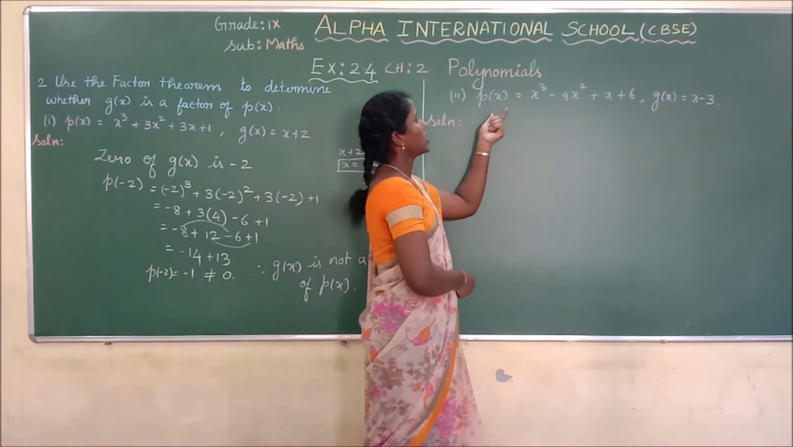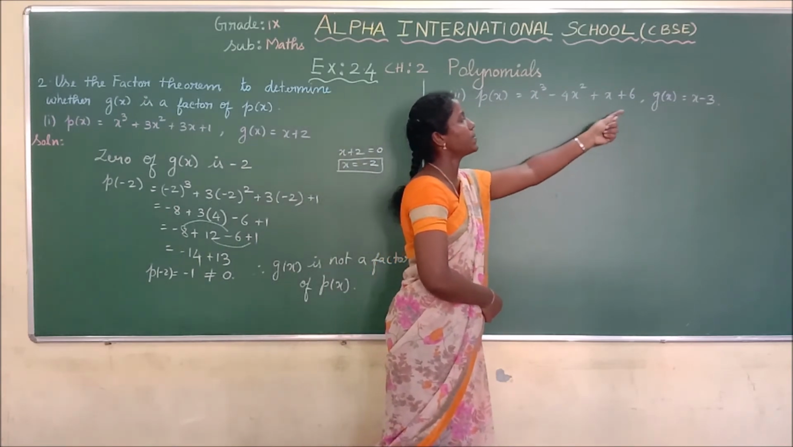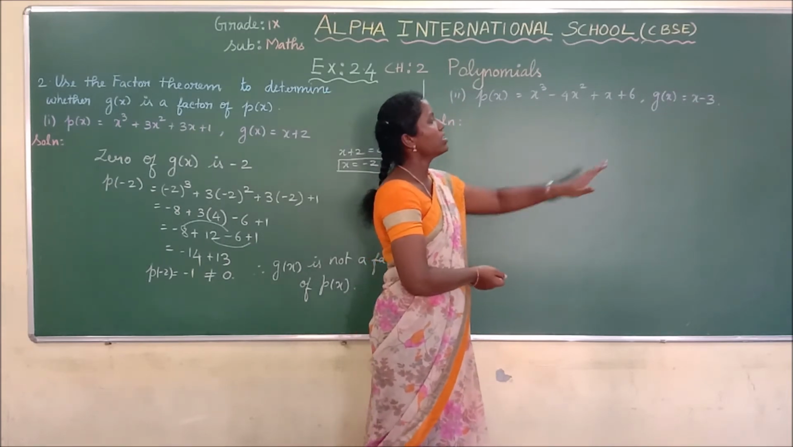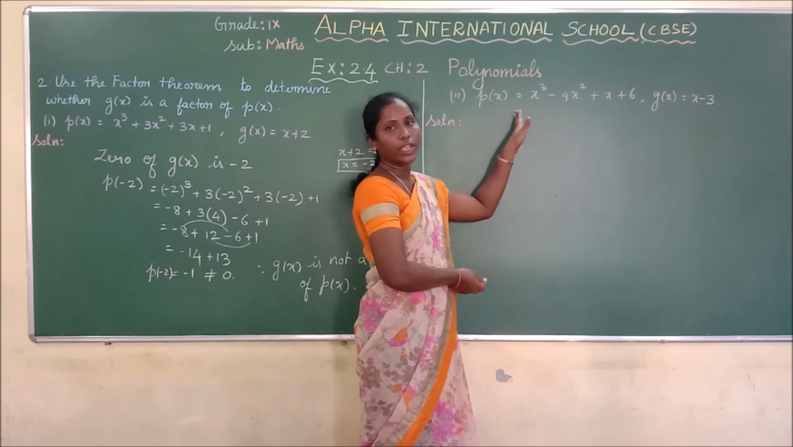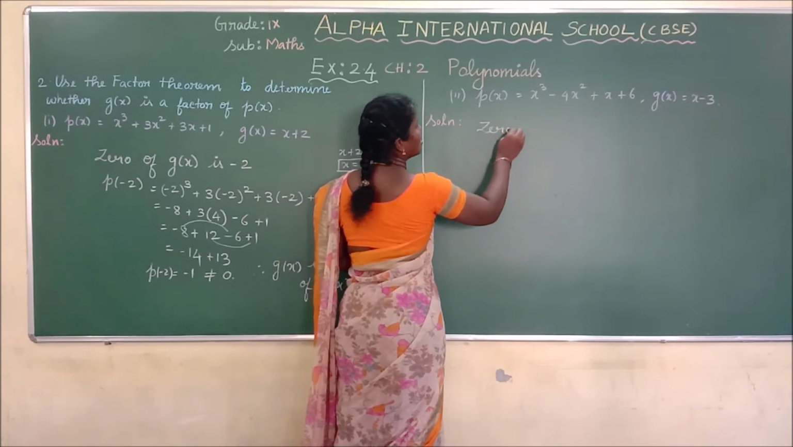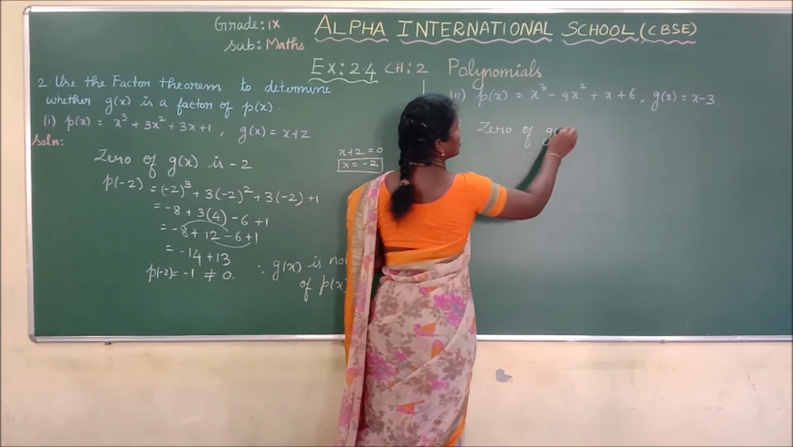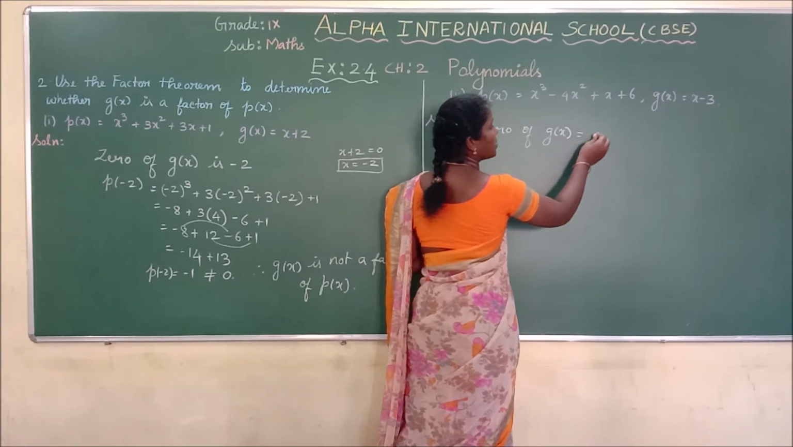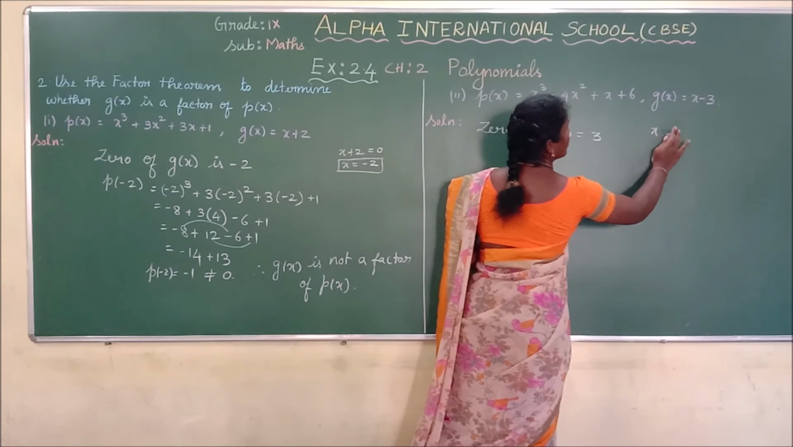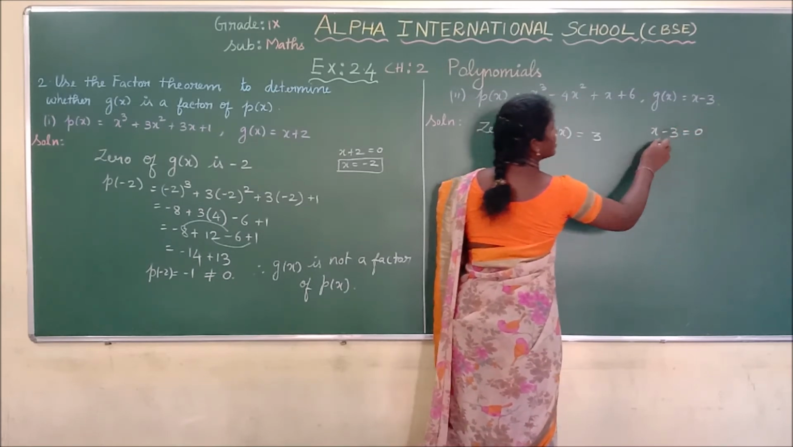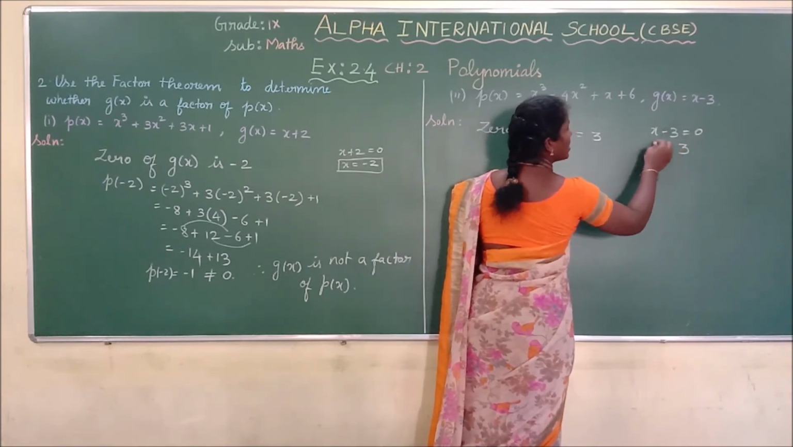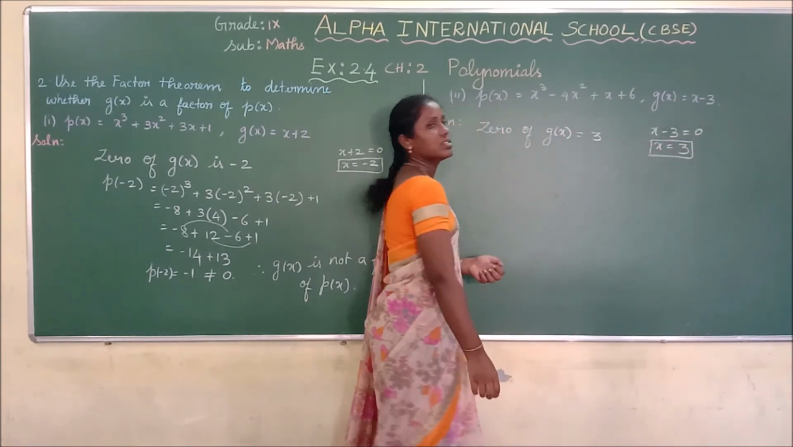Here p of x is equal to x cube minus 4x square plus x plus 6, and g of x is given as x minus 3. Again we have to check whether g of x is a factor of p of x. For that, first we have to find the 0 of g of x. What is the 0 of g of x? It is plus 3. How? x minus 3 is equal to 0, so x is equal to plus 3. This is the 0 of g of x.